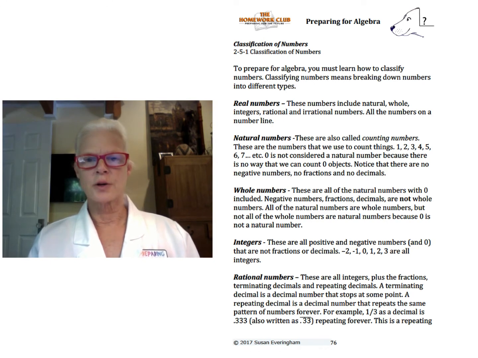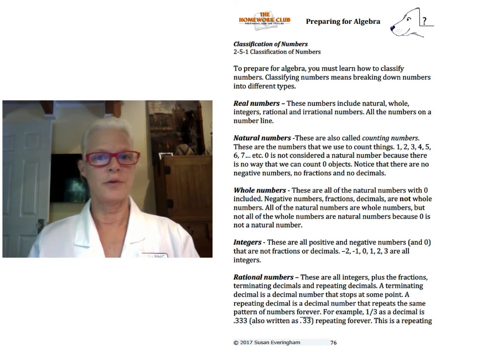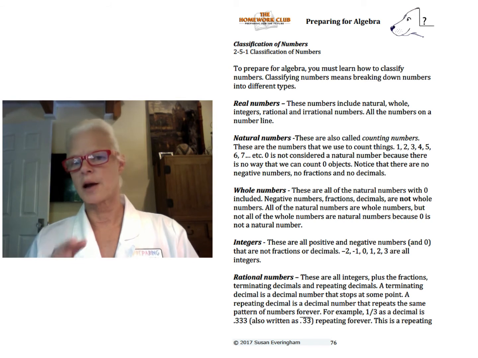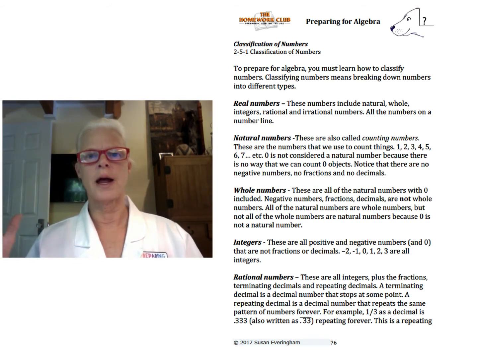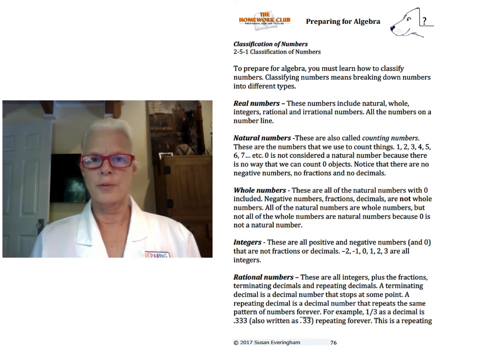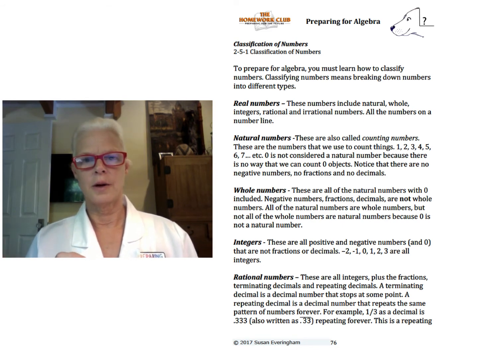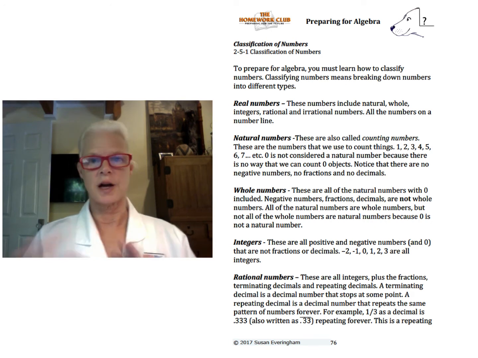And natural numbers are counting numbers, 1, 2, 3, 4, 5. Whole numbers, counting plus 0. Integers, the negative numbers, the 0, and the positive numbers. And then rational numbers include fractions and decimals on both sides of the 0.